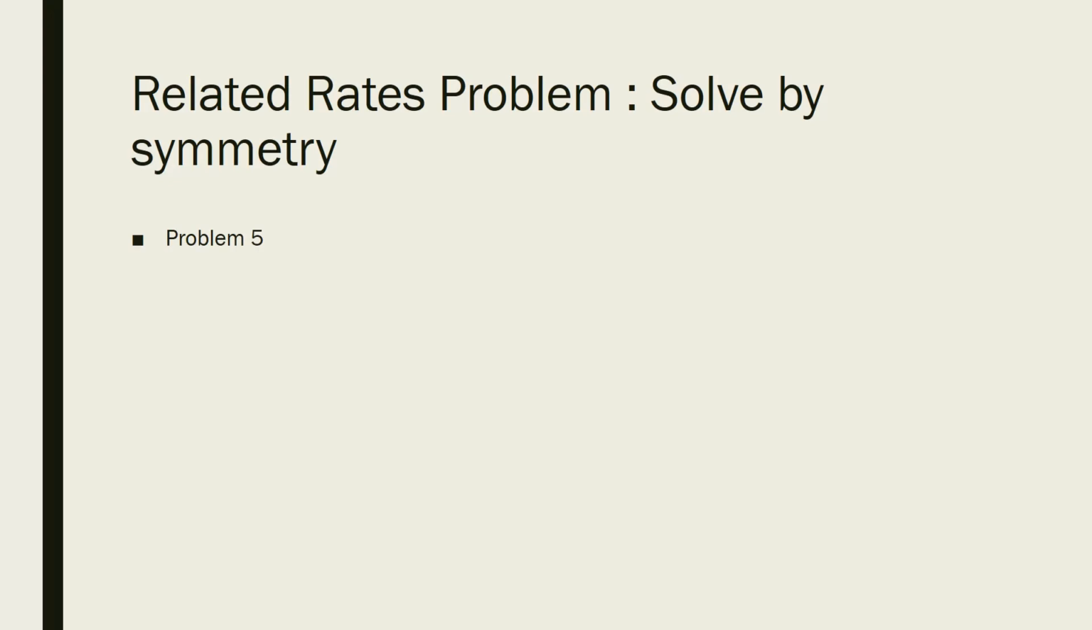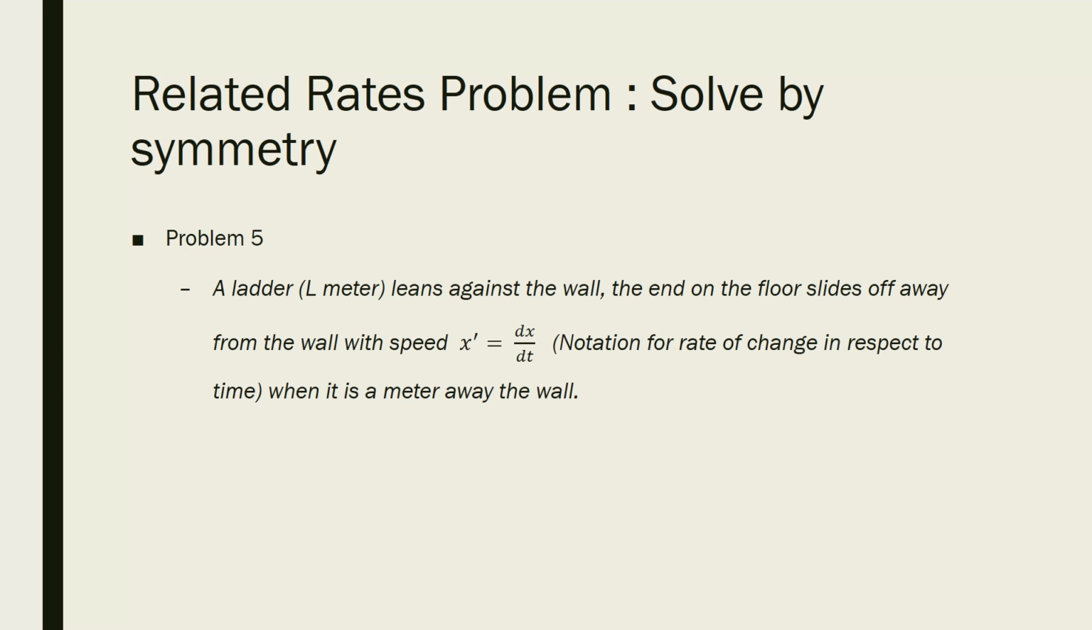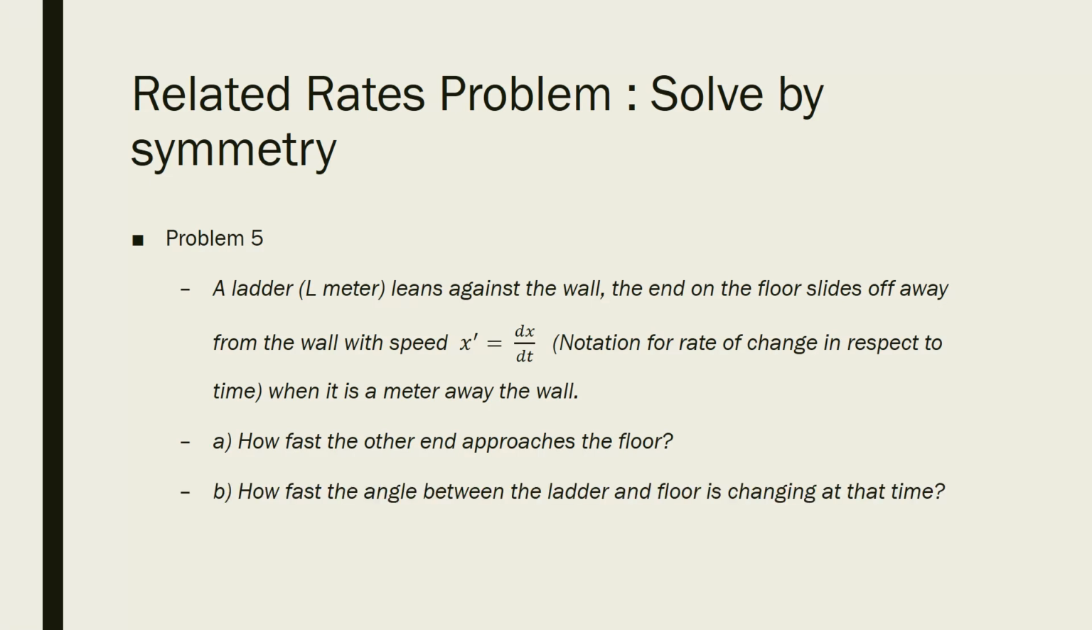This time, let's solve a related rates problem by symmetry. It's problem 5 from our chapter notes. A ladder L meters long leans against the wall. The end on the floor slides away from the wall with speed dx over dt. When it is a meter away from the wall: first, how fast does the other end approach the floor? Second, how fast is the angle between the ladder and floor changing at that time?